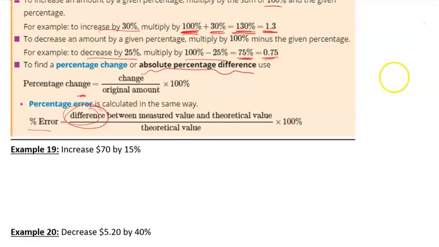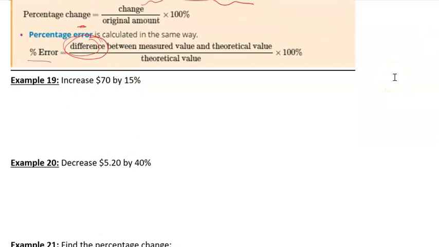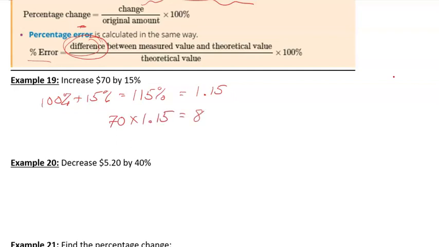So let's put this into practice. We have an increase, $70. We're going to increase $70 by 15%. So 100% plus 15% means we're going to multiply by 115%. And if we were to turn that into a decimal, that's 1.15. So in real life, we're going to multiply 70 times 1.15, and that is going to give us 80.5, which is in dollars, $80.50.